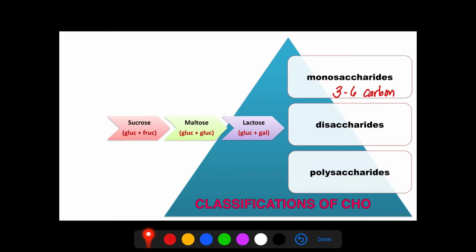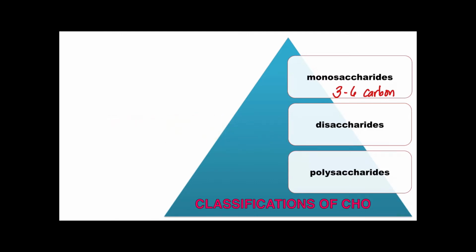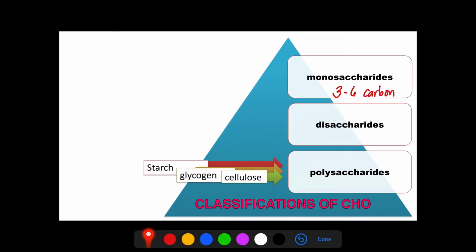And maltose is usually found in grains, and lactose, of course, in dairy products and in milk, for example. Next, we have the polysaccharides. These polysaccharides are long chains of monosaccharides, or polymers of monosaccharides. They are the most abundant types of carbohydrates. Examples are starch, glycogen, and cellulose. All of these are polysaccharides.